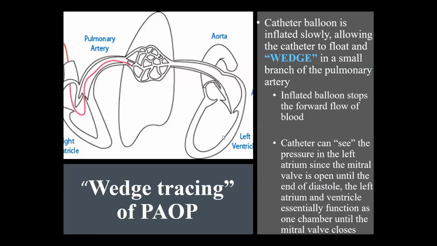So as we do the wedge, the catheter balloon is inflated slowly, allowing the catheter to float forward into a small branch of the pulmonary artery. So we're floating forward, and it stops the forward flow of blood. So the catheter can see the pressure in the left because it's all an open chamber, and it's not in the left side of the heart, guys. It indirectly measures the left side of what's going on. Okay, so we don't see behind us anymore. It stops all that flow and it indirectly measures the left side preload.